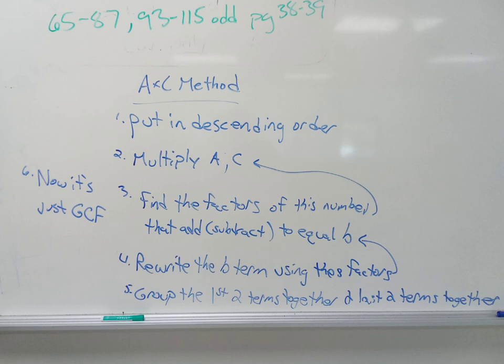Does everyone know what descending order is? Like x squared, x, nothing. Always in descending order. This is always ABC and we factor. The A times C, and then you have to add to get the B. That's what all this says. So it's ax squared plus bx plus c. That's what all this is referring to.